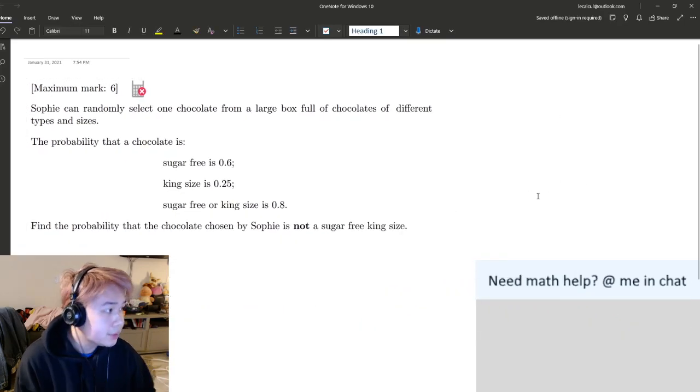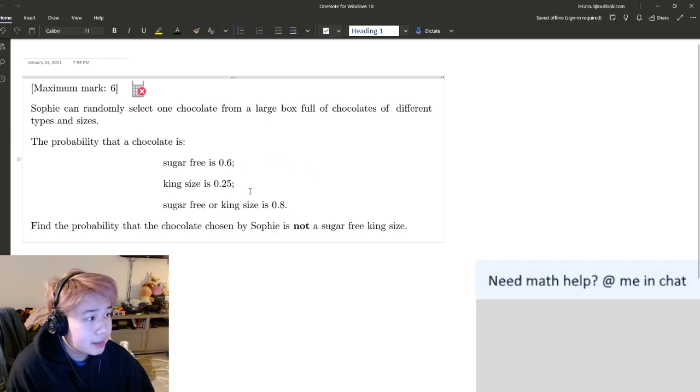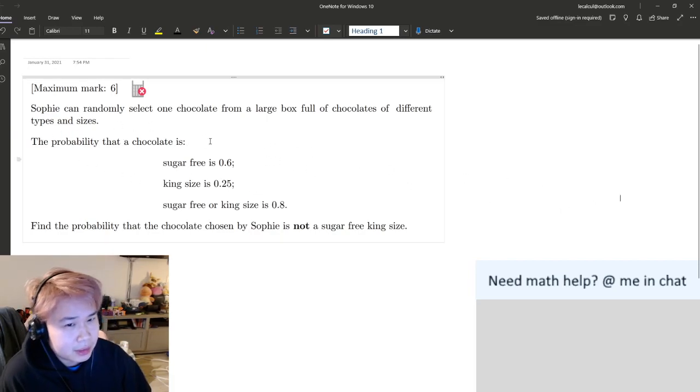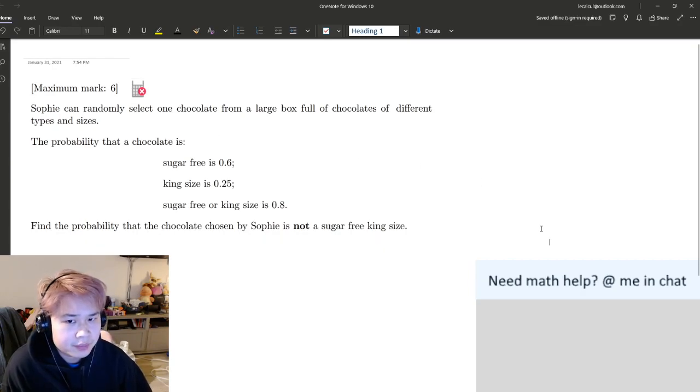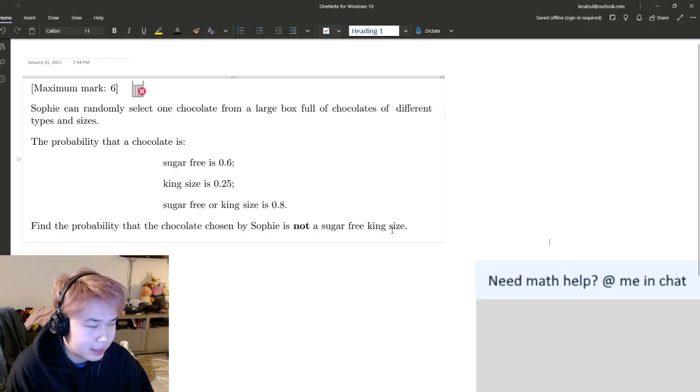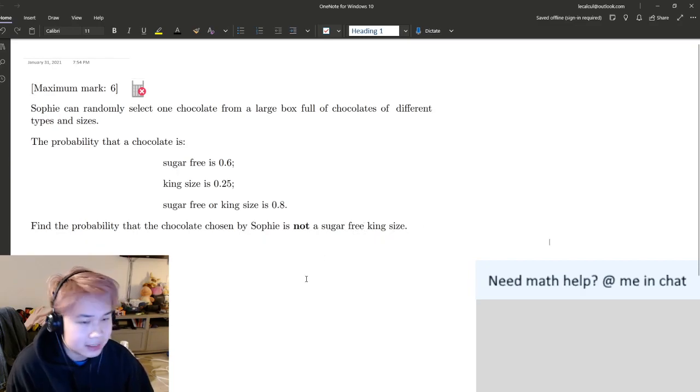Okay, so here we go. We have Sophie, and she's going to randomly select one chocolate from a large box. There are different types and sizes: we have sugar-free, we have king size, and we have the probability of these. We need to find the probability that the chocolate she chooses is not a sugar-free king size, so neither sugar-free nor king size.